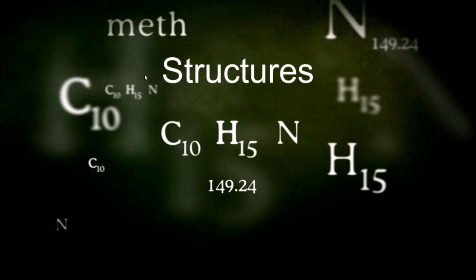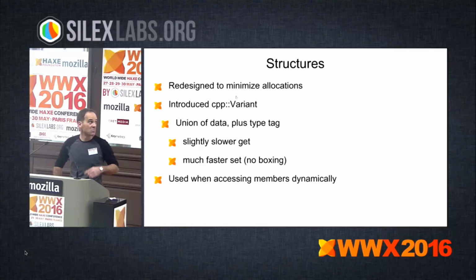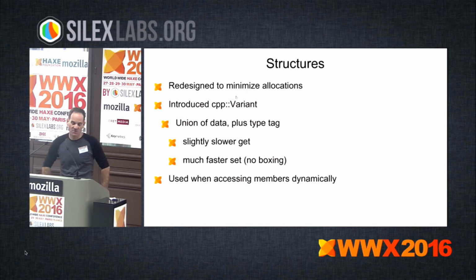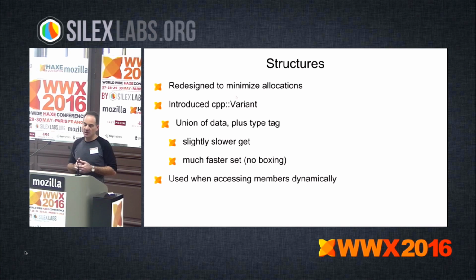So into the structures, I redesigned some of the structures to minimise the number of allocations and the amount of memory required to represent some of the more common things. I introduced the CPP variant type, which has just got a little type flag, which can be string or bool or object or something like that, and the data. And so it's slightly larger than a normal object, but it means that a single struct here can represent any of the Hx types. And it's slightly slower to actually read from the structure because you have to check the type to see if it's a string, then you need to do something, otherwise you do something else.